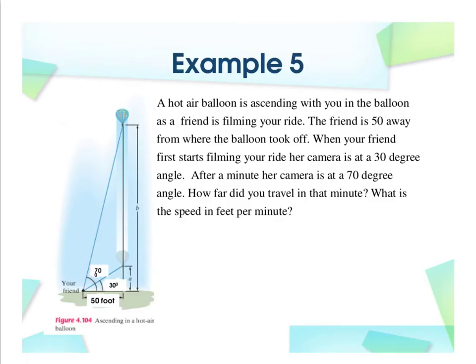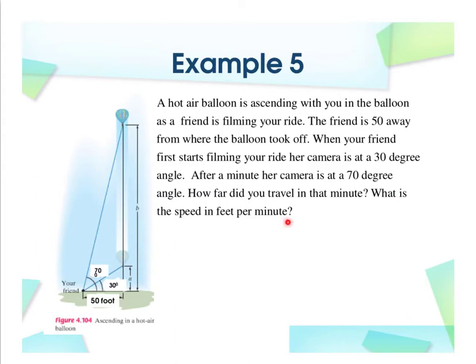All right, example 5, we have a hot air balloon ascending with you in the balloon as a friend is filming your ride. The friend is 50 feet away from where the balloon took off. When your friend first starts filming your ride, her camera is at a 30-degree angle. And we see that right here. After a minute, her camera is at a 70-degree angle, and that's right here. How far did you travel in that minute? What is the speed in feet per minute?